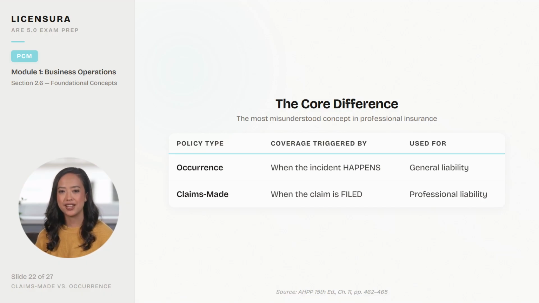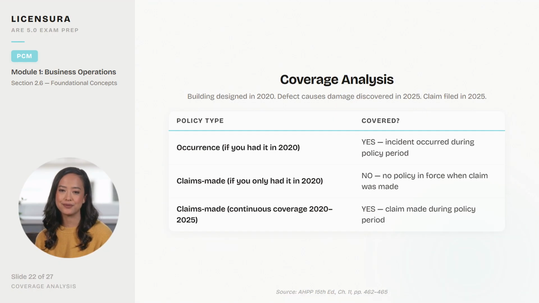Let me walk you through an example that makes it click. You design a building in 2020. A defect in your design causes damage that isn't discovered until 2025. The claim gets filed in 2025. If you had an occurrence policy in 2020, you're covered, because the incident occurred during the policy period, even though the claim came 5 years later. Your old policy still responds.